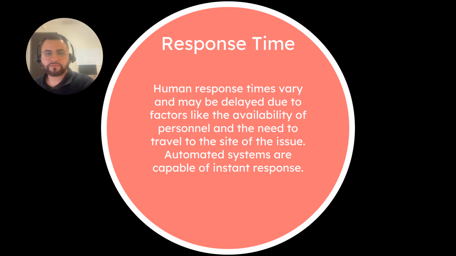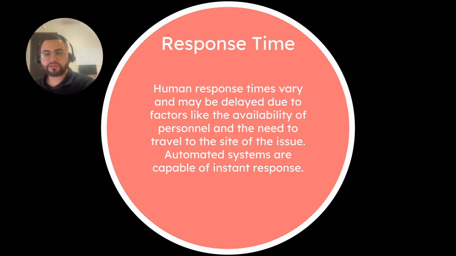Now, let's consider the critical aspect of response time in the context of human intervention and automation systems within electric utility systems. Human response time can be subject to variability influenced by factors such as availability of personnel and the need to travel to the site of the issue. In situations where time is of the essence, this variability can lead to delays in addressing grid disturbances. The necessity of physical presence at the location introduces an inherent limitation in terms of speed and immediacy.